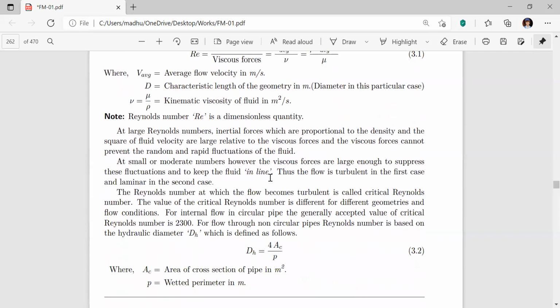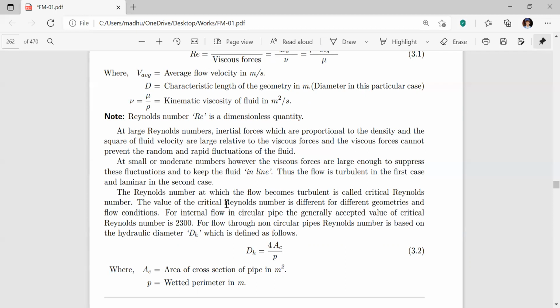Now, at large Reynolds number, inertia forces, which are proportional to the density and the square of the fluid velocity, are large relative to the viscous force, and the viscous force cannot prevent the random and rapid fluctuations of the fluid. At small or moderate Reynolds numbers, however, the viscous forces are large enough to suppress these fluctuations and to keep the fluid in line. Thus, the flow is turbulent in the first case and laminar in the second case.